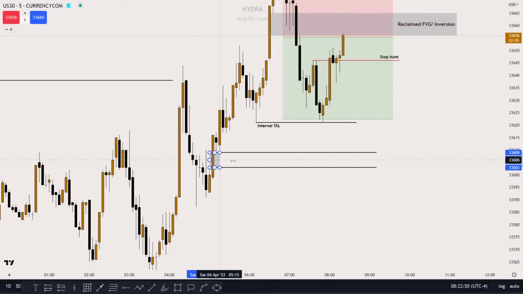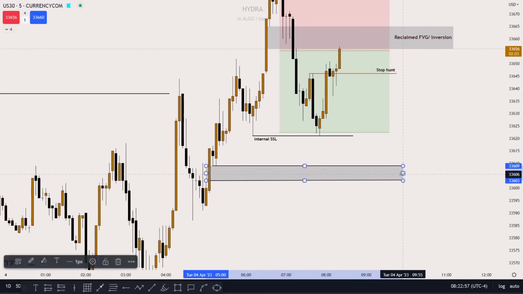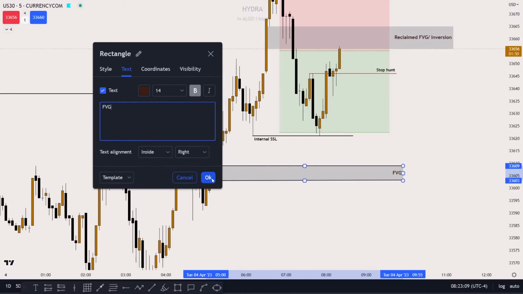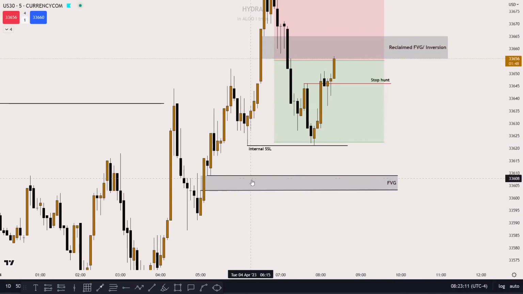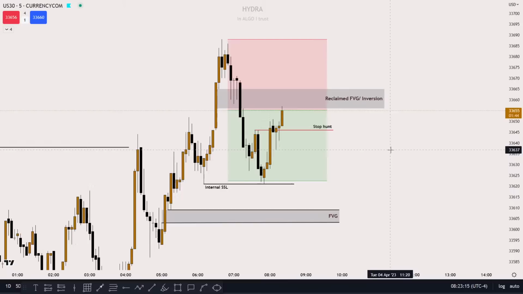So we have this unfilled fair value gap right here, right? I'm just gonna name everything. Yesterday I didn't name anything, so today I'm not gonna do that. I'm gonna name everything. I'm gonna mark everything. That's what I'm saying. So we have an unfilled fair value gap with equal lows. So let's see what price does.